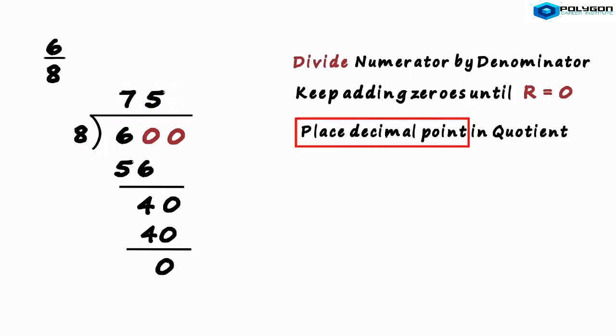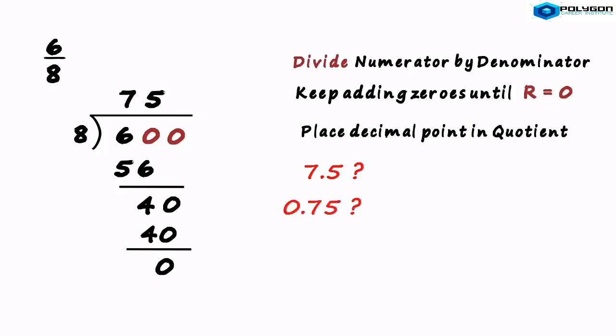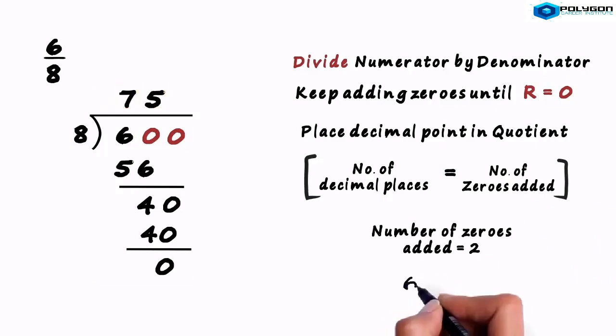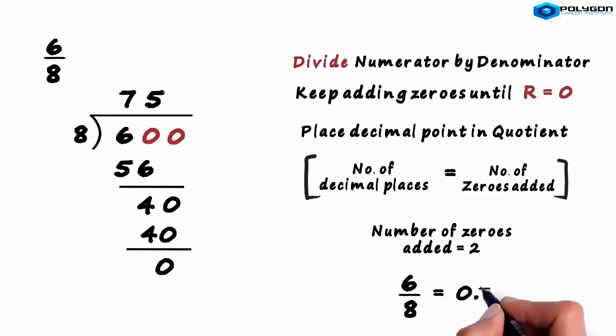But where do we place the decimal point? Do we write it as 7.5 or 0.75 or 0.075 or any other way? To know that, we need to understand this simple rule. The number of decimal places will equal the number of zeros added. In this case, the number of zeros added was 2. So we put a decimal point before 2 digits to get 0.75. So 6 by 8 will equal 0.75. We will look at a couple more examples in the other two parts of this video.